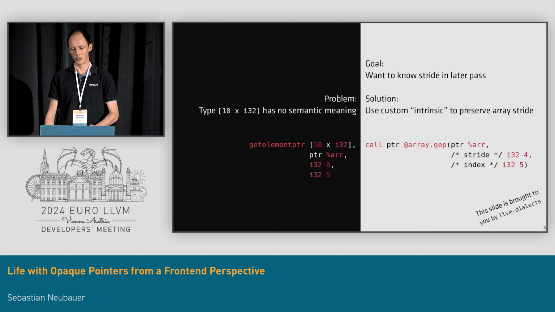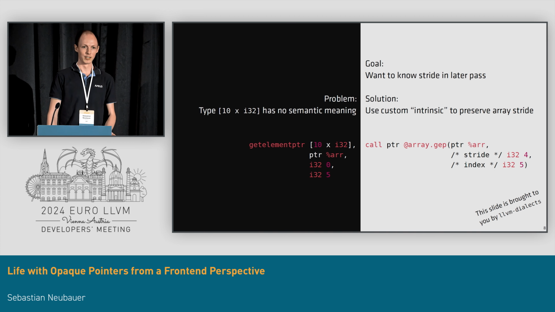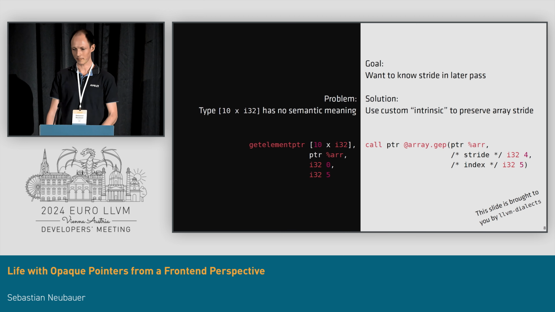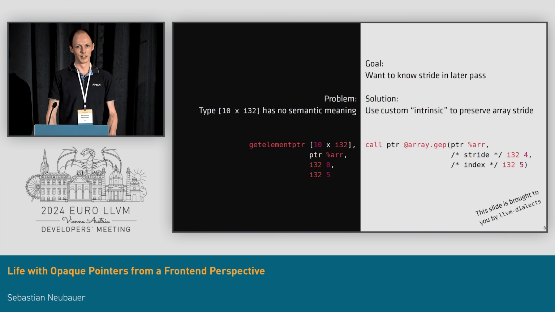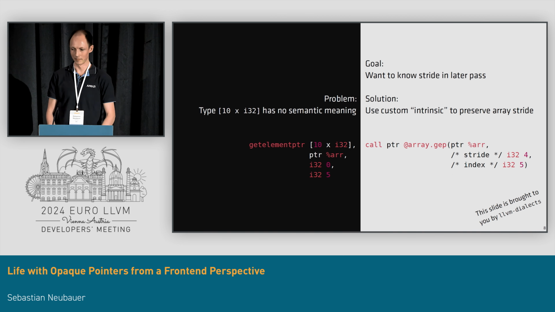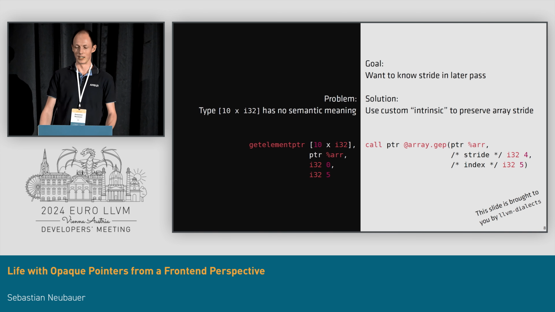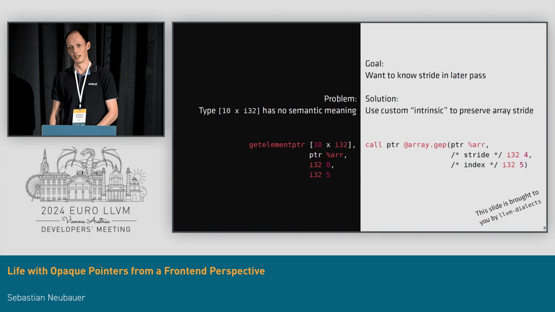However, we may want to use that information later on in our frontend. For example, to emit more efficient IR if we know the stride of the array that we access. So in SPIR-V, the stride has a meaning, and we can rely on that. So what we can do is introduce a custom intrinsic, quote unquote, so not an official LLVM intrinsic, just for the frontend, that preserves the array stride.